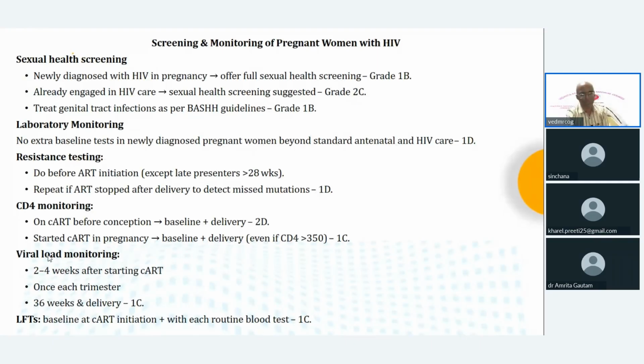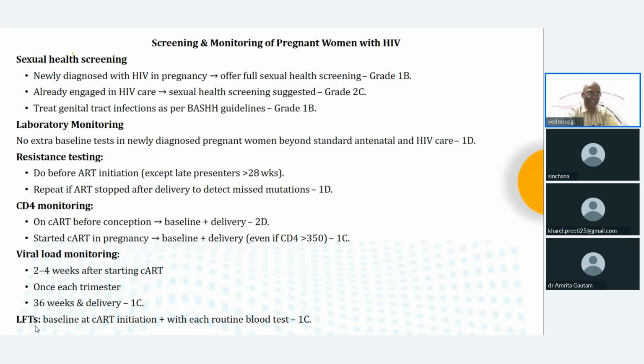Then viral load monitoring. How many times do you have to do it? First, you start combined ART. Then 2 to 4 weeks after starting the cART, you do the viral load monitoring. Then you carry it out once in each trimester, and at 36 weeks and delivery. So you repeat in each trimester, and the final is at 36 weeks.